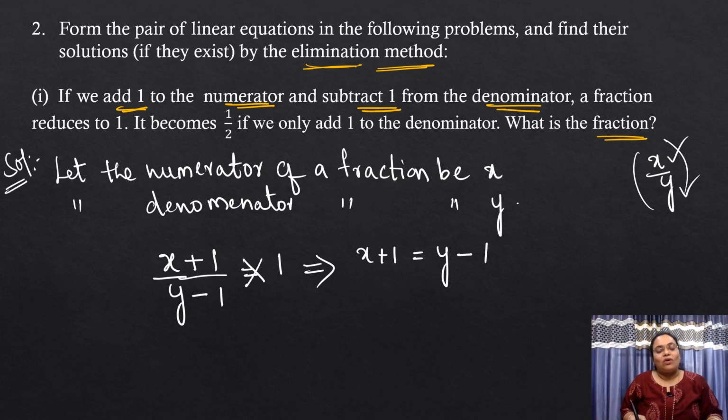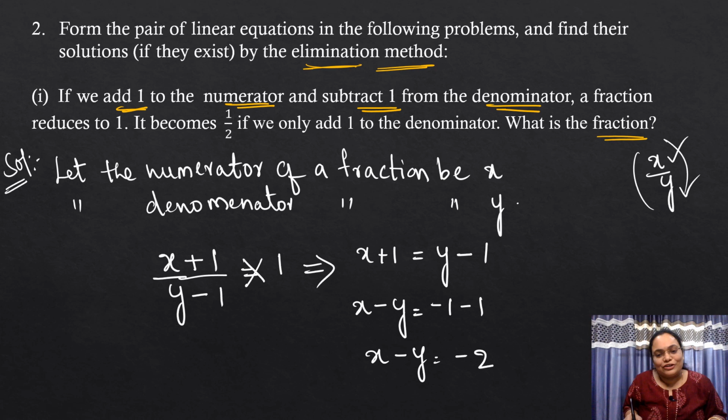So let us get all x and y terms to one side and constant terms to the other side. So x minus y is equal to minus 1 minus 1. You will get x minus y is equal to minus 2. So this is our equation number 1.